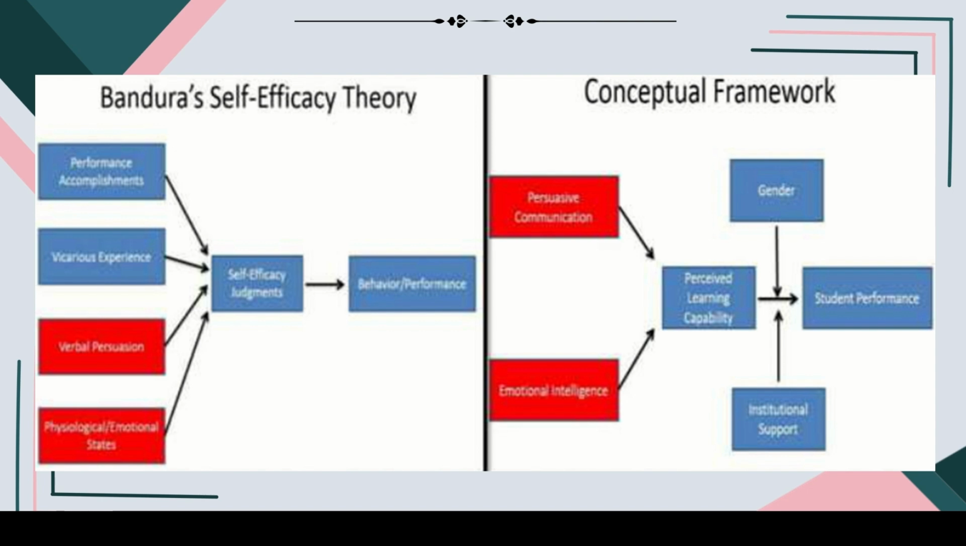First one is performance accomplishment. Ito, performance accomplishment. Then, ano ba yung performance accomplishments? Siyempre, accomplishments, yung mga nagawa. Kumbaga, papasok dito yung self-esteem mo. Kasi, nagawa mo na nga. Malakas na ang loob mo. Kumbaga, confident ka na. Then, the second one is vicarious experience.